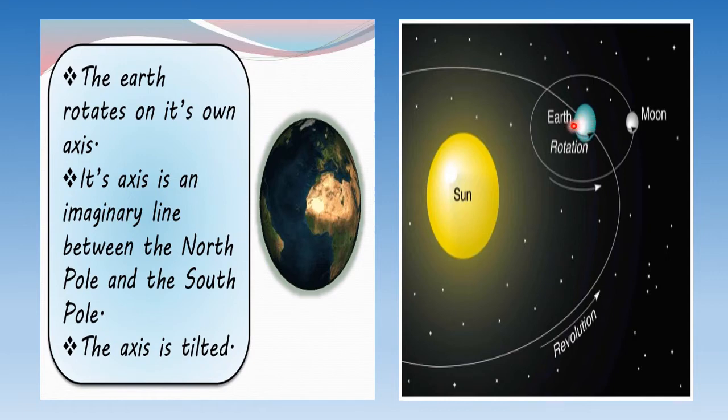This is the rotation, which the earth is moving like this, and the other movement is revolution, when the earth moves around the sun like this. So there's one movement which is like this, and the other is around the sun. When it is moving on its axis, then it is rotation. This rotation causes day and night, and the revolution will cause seasons.